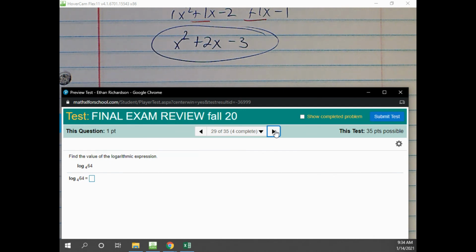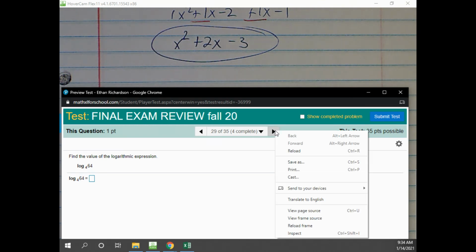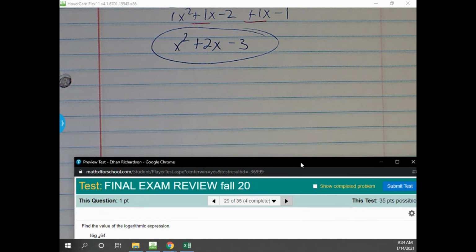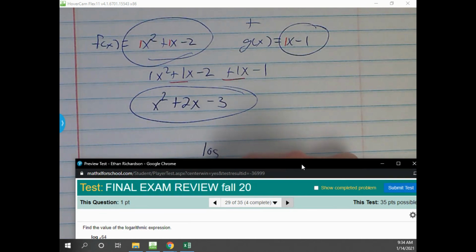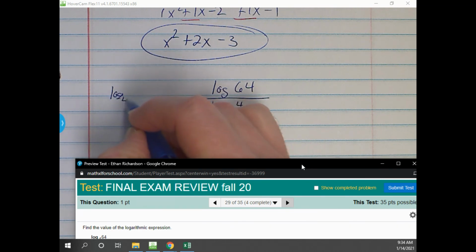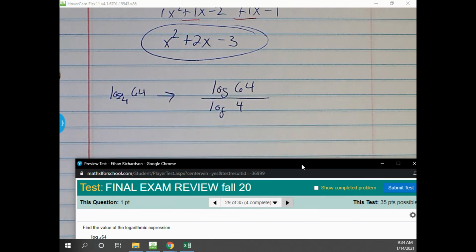All right, 29. This is basically just a little log problem that you can use with your calculator. Depending on the calculator you get, they're all going to be something a little bit different. The one thing you can do with this one is it's log of 64 with base 4. So if you're using your calculator, it's log of 64 divided by log 4. So putting it in the calculator would look something like that.